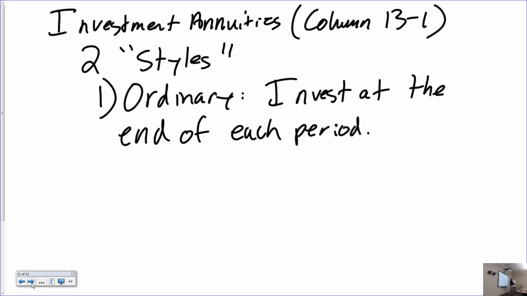So when you invest the money, folks, is actually relatively important. Because if you invest your money at the beginning of the period, you get to earn interest for that entire period. Whereas in an ordinary annuity, we invest at the end of the period. And so that first period we're investing, you actually don't earn any interest because you invest at the end.